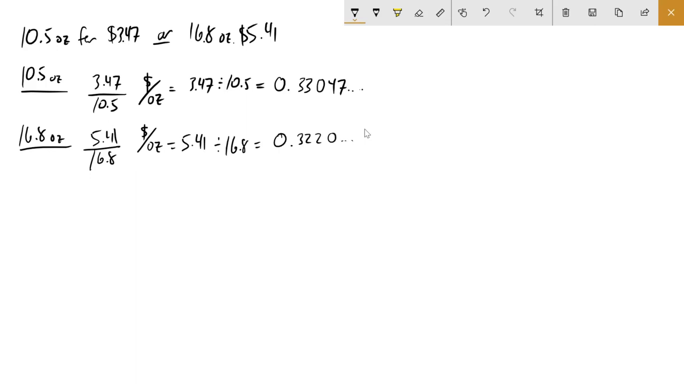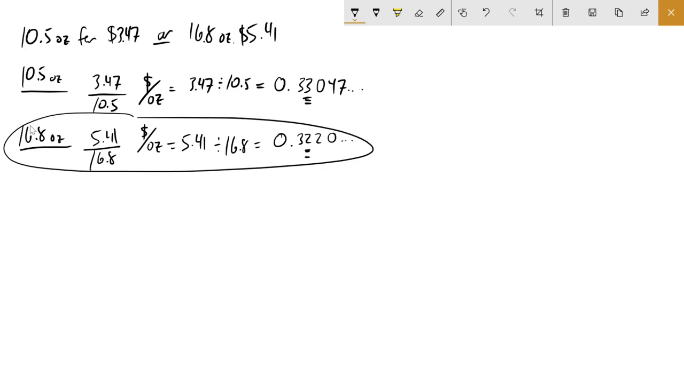0.3220, whatever. Yeah. So we didn't actually need all those extra places because they're the same in the tenths spot, but as soon as you get to the hundredths spot, you can tell which one's the better value. This one right here is the better value because it's slightly cheaper per ounce. Because you're going for smallest dollars per ounce if you want value. All right. Cool.